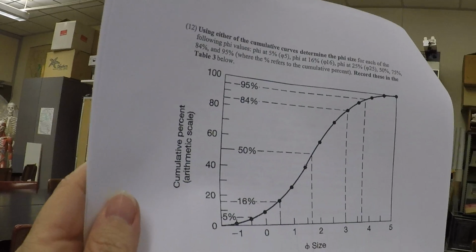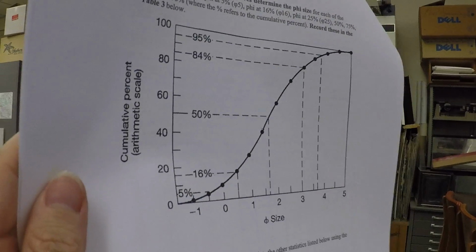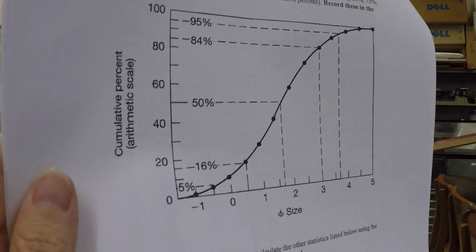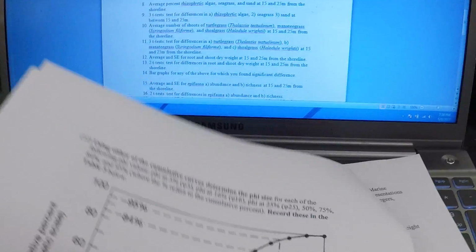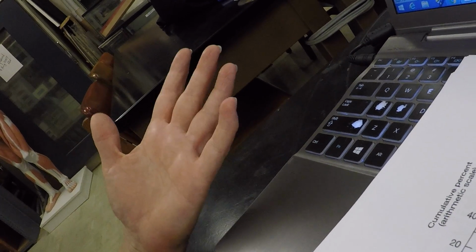Again, just looking at this graph, it shows you where you would go for 95, follow it all over to the line and drop down, and likewise for 84, 50, 16, and 5. To get everything that you need, those are the things that you would have to look at. One of the first things you're going to have to do is start by making these graphs, figuring out percentages, and then making the cumulative graphs.